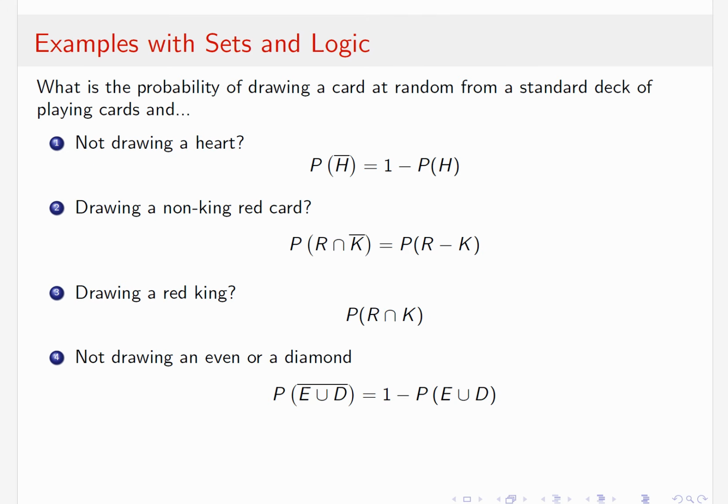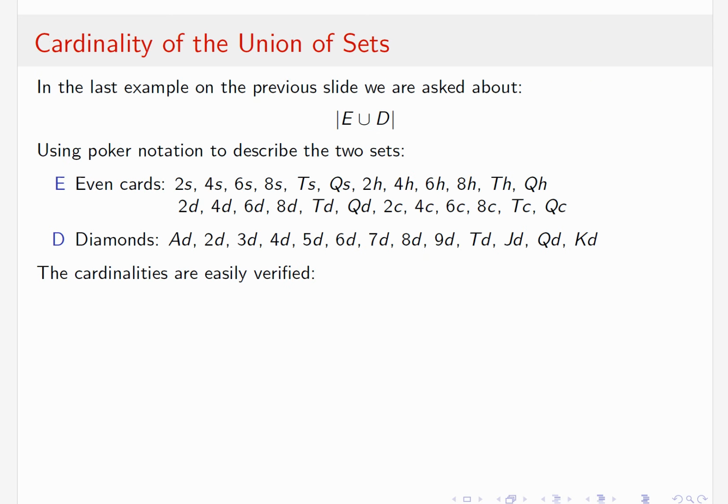All right, let's jump back into our notes. These examples that we just did, they were on that slide. And moving to the next slide, what we're seeing is, oh, wait, we're asked about the cardinality of two sets. And the cardinalities aren't hard. Even cards, there's 6 in each suit, so there's 24 total. Diamonds is a suit, so there's 13 diamond cards.